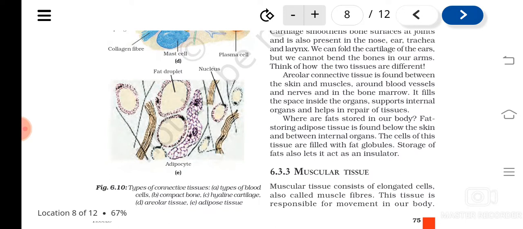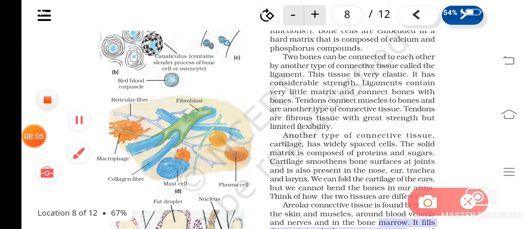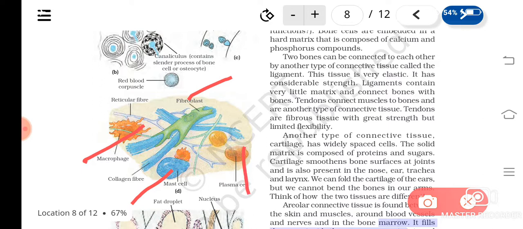And their function is they fill the space inside the organs, support internal organs, and they help in the repair of tissues. Okay, areolar connective tissue. So you can see the diagram of areolar connective tissue here. The cells of areolar connective tissue include fibroblasts, mast cells, macrophages, plasma cells, etc. And they also produce what? Collagen fibers. Okay, the fibers are also there, they are arranged loosely.